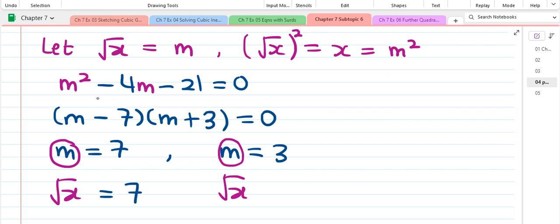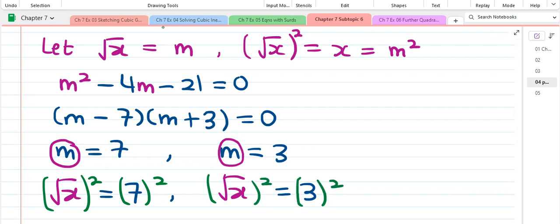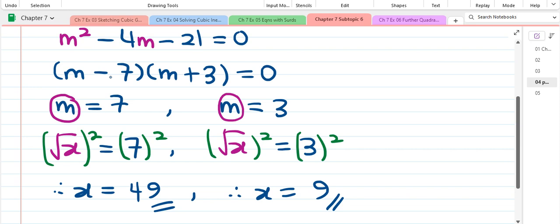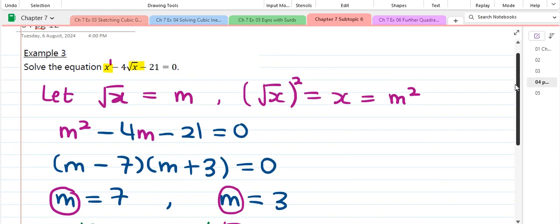So here square root of x equals to 7, and the second one is square root of x equals to 3. If you want to cancel the square root, the opposite of square root is a square. So here, we apply square on both sides of the equation, because we want to cancel the square root before x. So the first x is 49. The first solution, and the second solution is 3 times 3 is 9. So this one is your example 3.